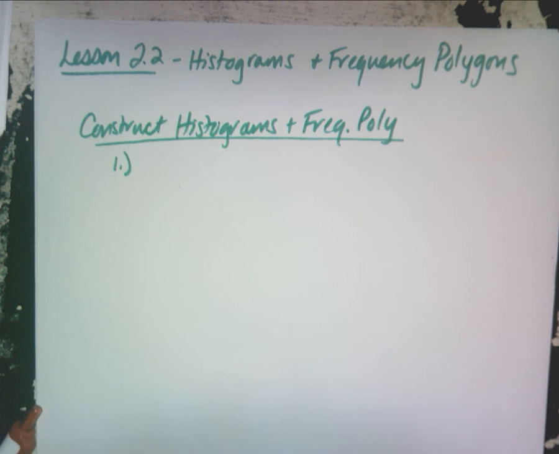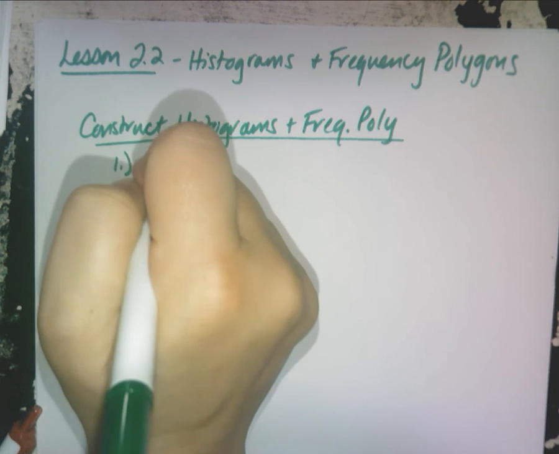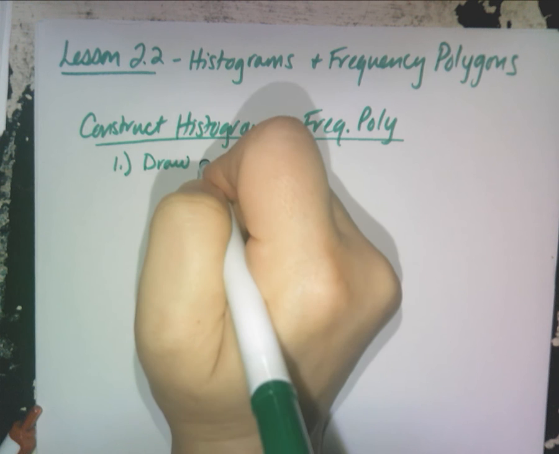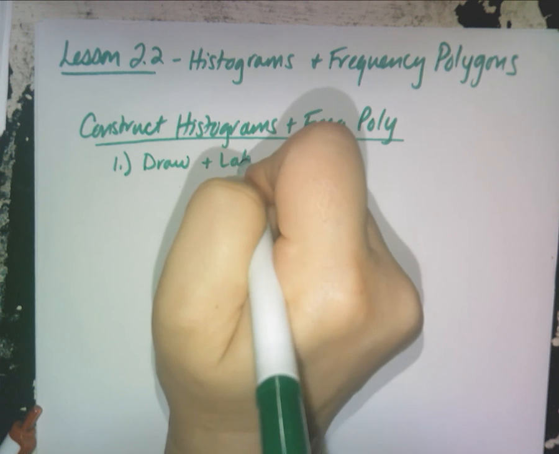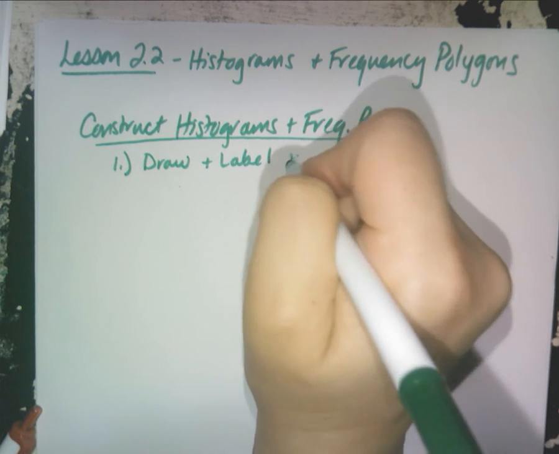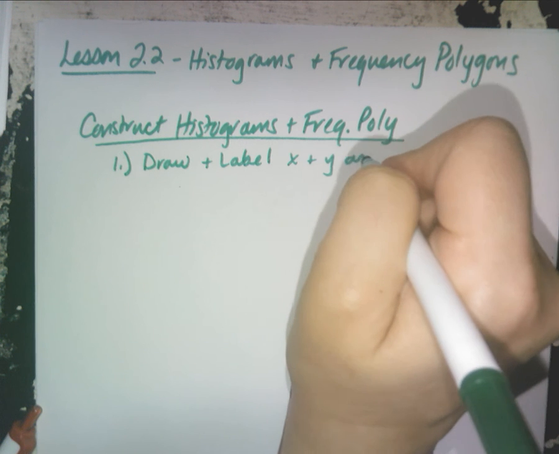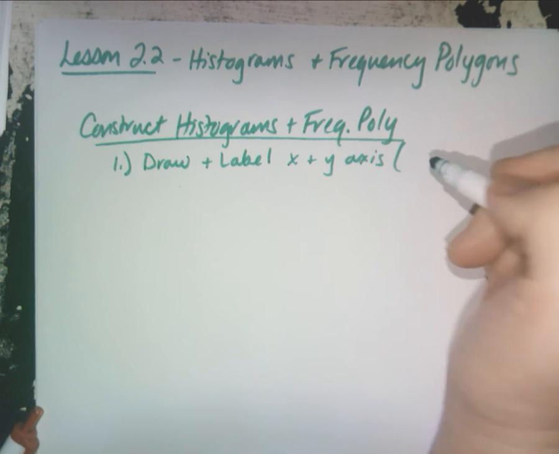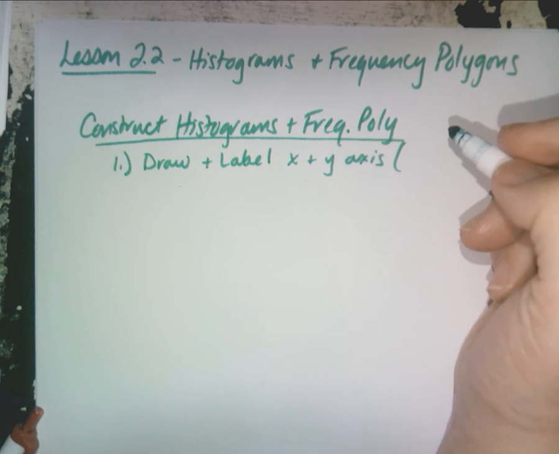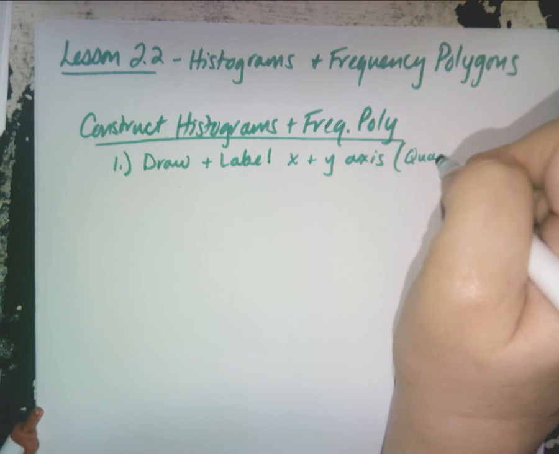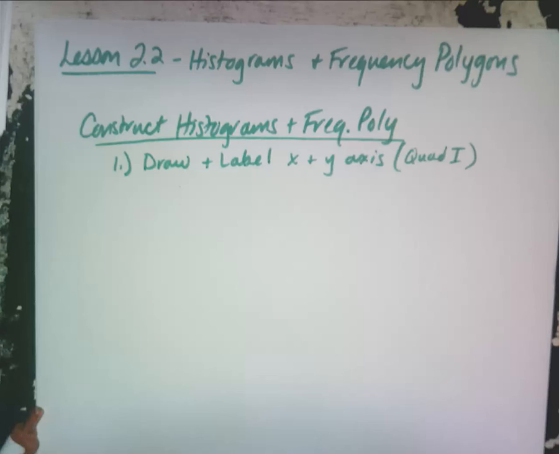Step number 1, you need to draw and label an X and Y axis. More particularly, for those who are more familiar with quadrants, you do it in quad 1. You don't do it in quad 2. You don't do it in negatives, usually, okay? I haven't seen a histogram that goes below the x-axis, okay?